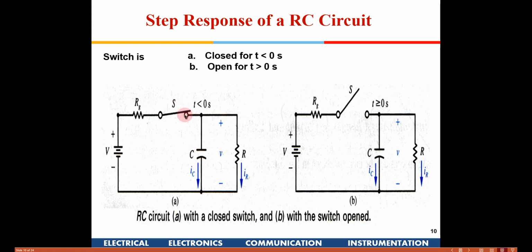This switch is closed now. What would be the voltage across this capacitor? It is closed for a long time. We have reached a steady state condition. Under steady state, what would be the voltage across the capacitor?